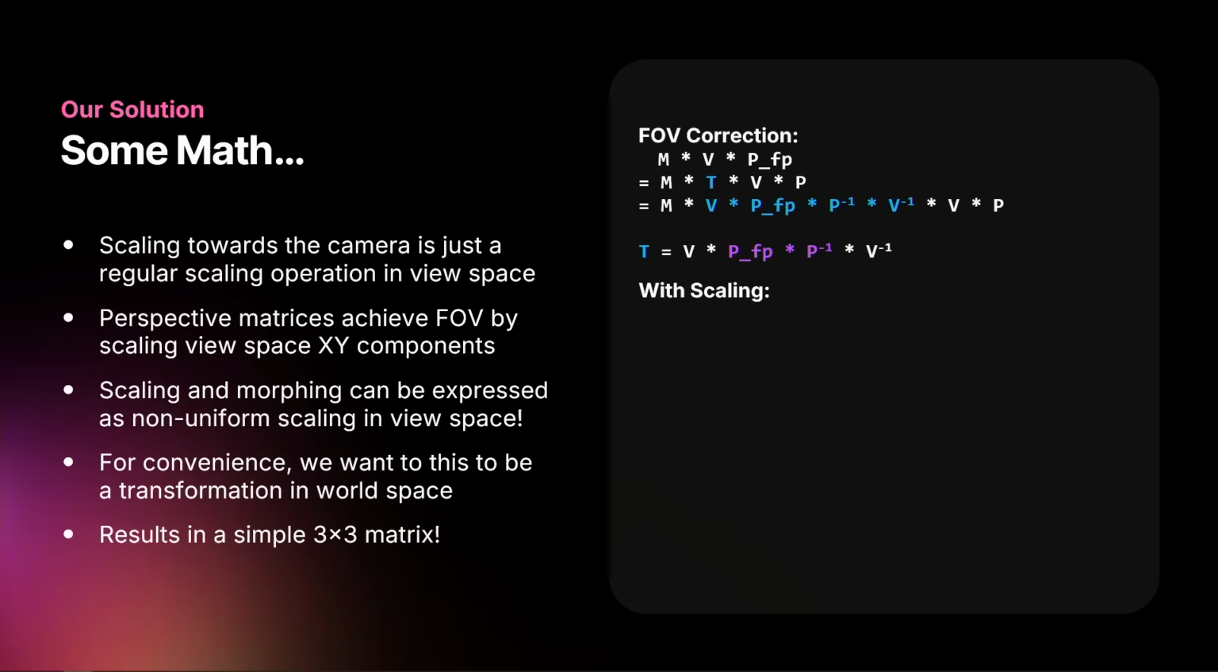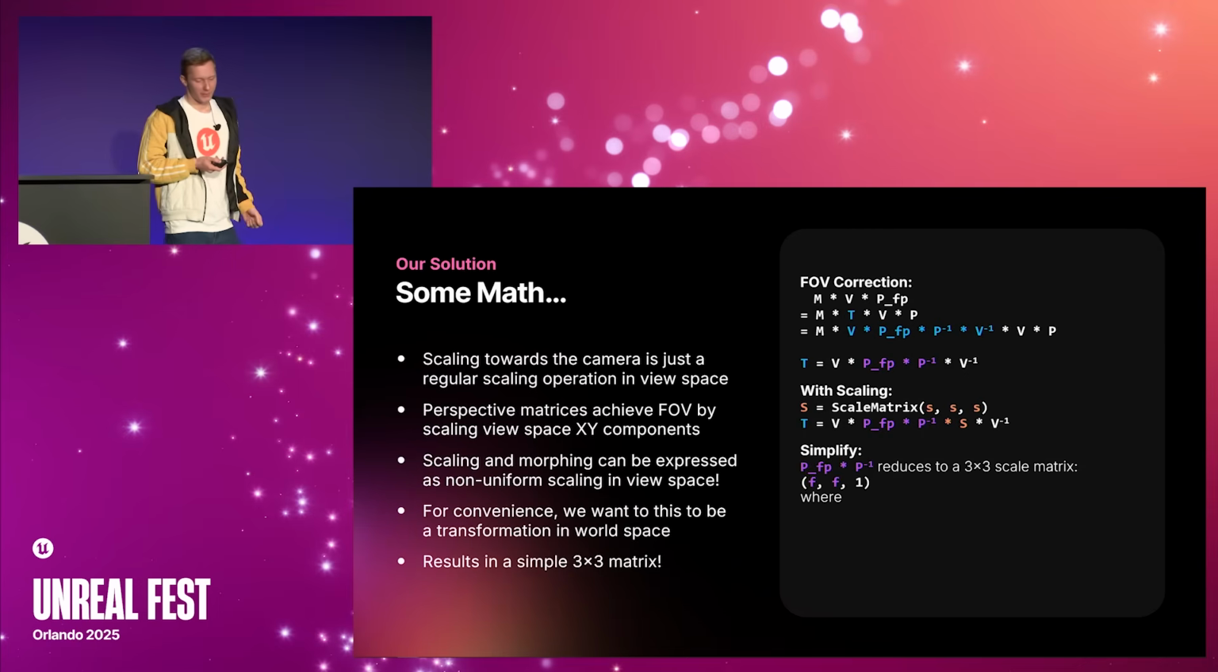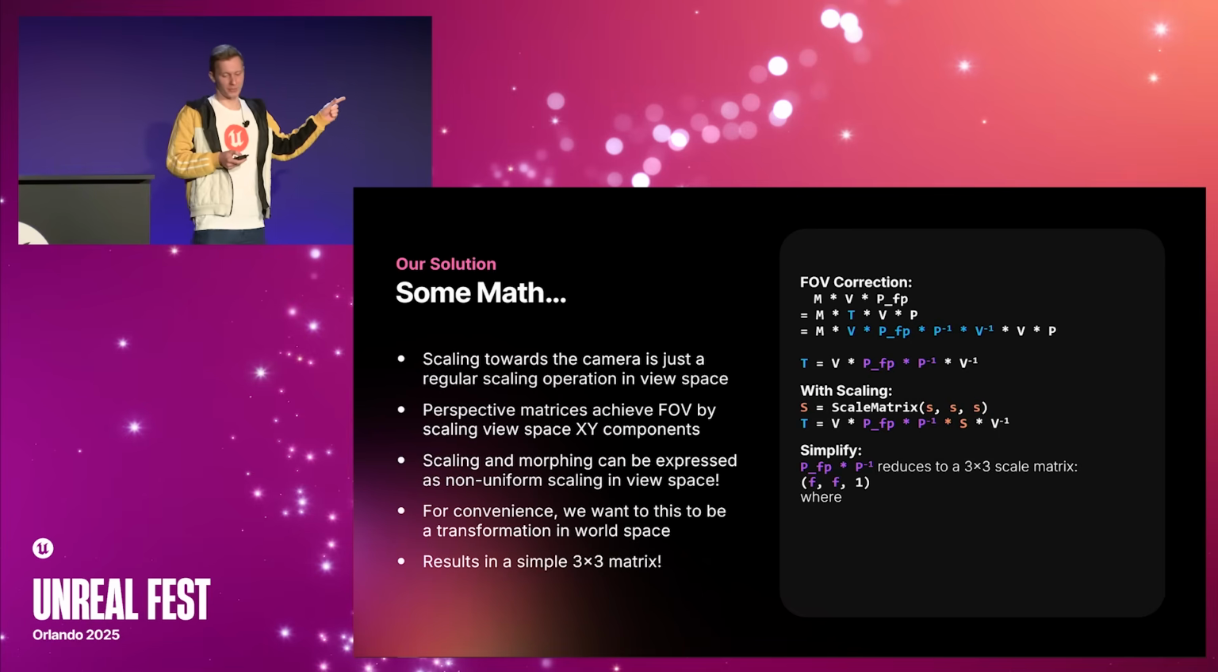And now if you want to add scaling, like I said, it's just regular uniform scaling in view space. So we just construct a scale matrix, where S is the value that the user selected, how much smaller they want to make the first person geometry. Slot that in there while it's still in view space, and we're done, pretty much. At this point, we can simplify things, and if you sit down and take the time, which I won't do here, you will notice that this purple part also reduces to essentially a 3x3 scale matrix with this weird F parameter.